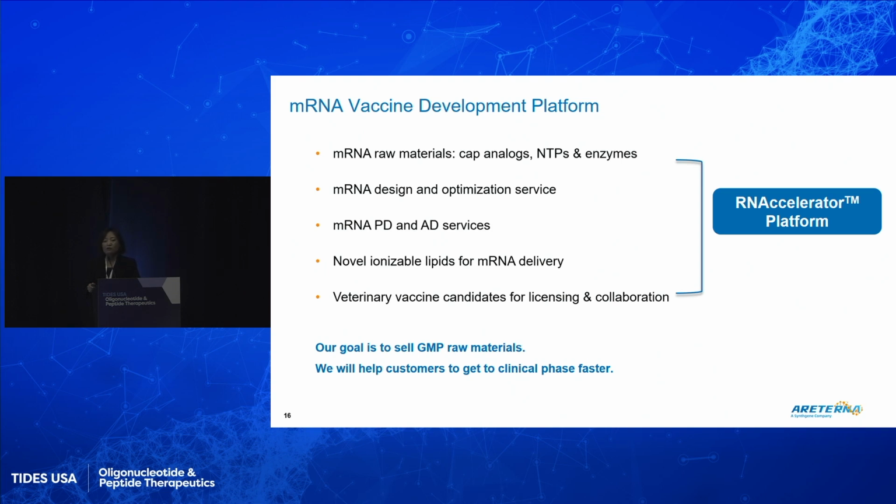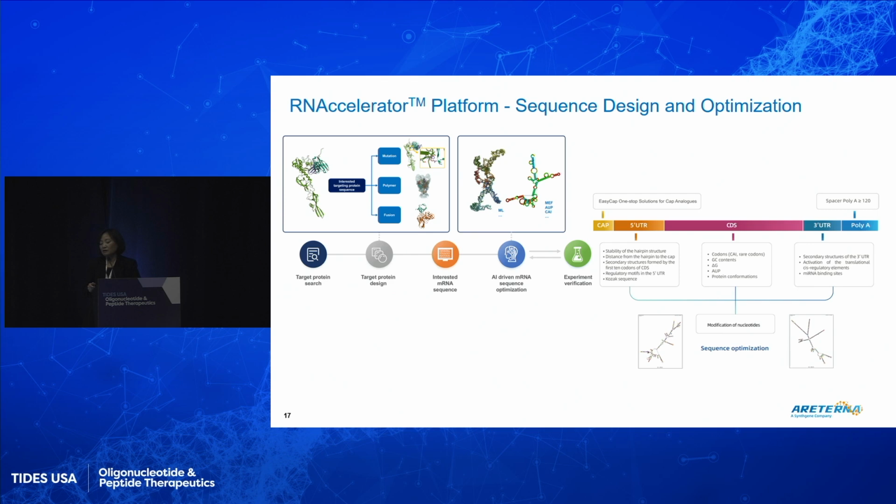So basically our goal is to sell GMP raw materials, and we'll help customers get there faster, particularly those veterinary vaccine companies who do not have the mRNA technology platform in-house. On the sequence design, we not only do the mRNA sequence design, we also help with antigen design, because to get a better mRNA, sometimes you need to put some thought into designing the antigen.